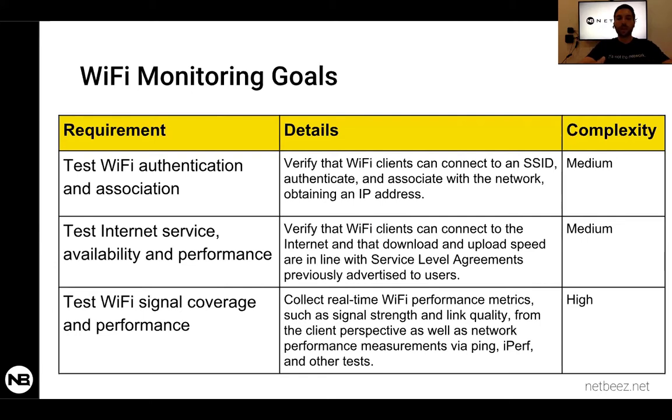Essentially, just verify that the Wi-Fi clients can connect to the SSIDs, authenticate, and associate with the network. Next, test internet service availability and performance. Essentially, you want to get what you paid for. You want to make sure that you're able to connect to the internet and you have the download and upload speeds that are in line with your SLAs. And lastly, you want to test Wi-Fi signal coverage and performance. You can do this by collecting real-time Wi-Fi performance metrics such as signal strength and link quality, as well as perform proactive performance measurements via ping, iPerf, and other tests.